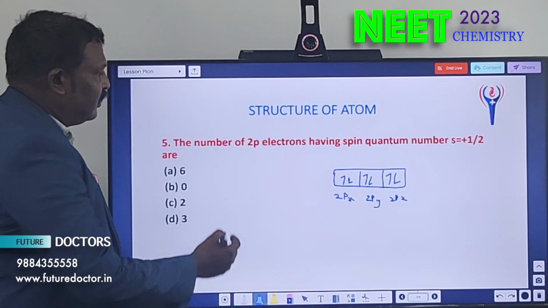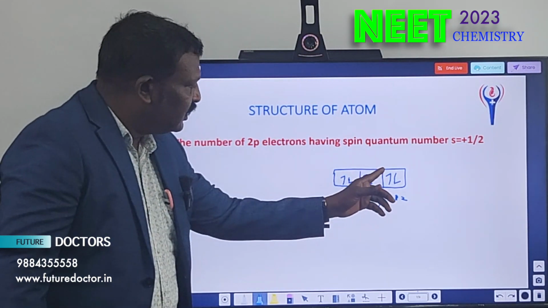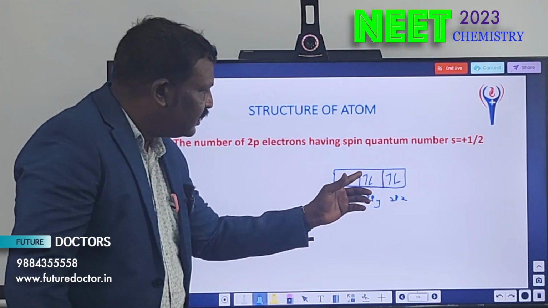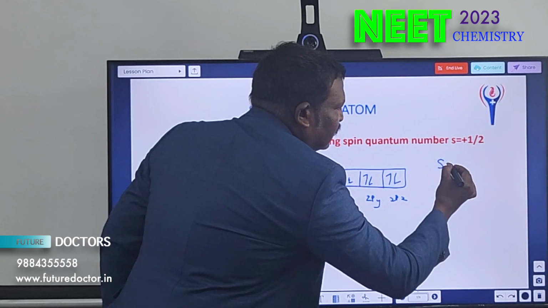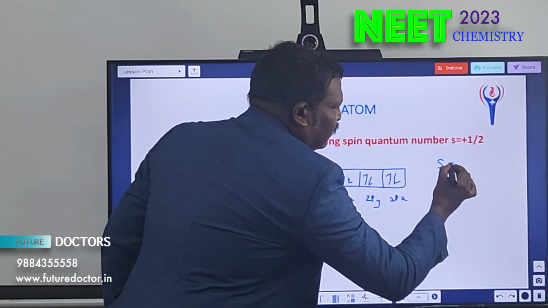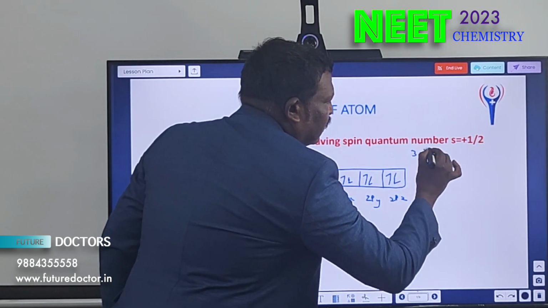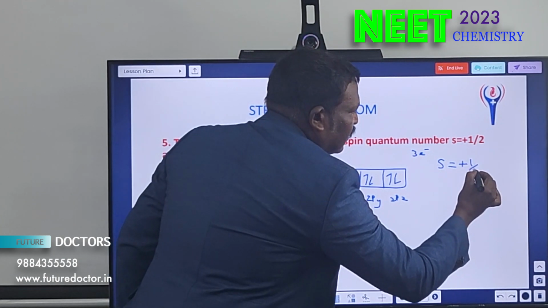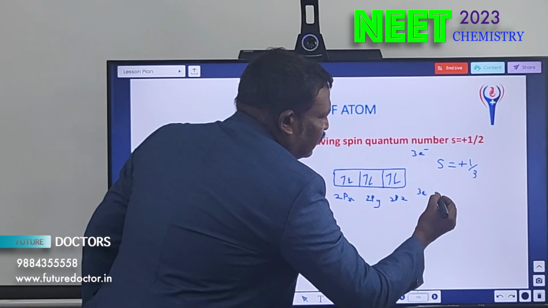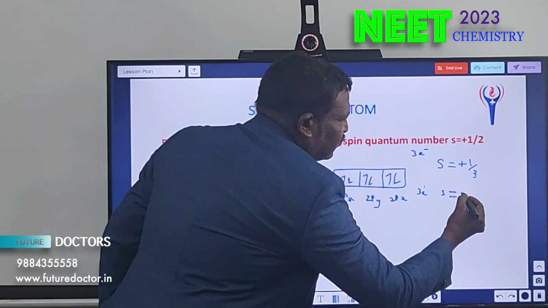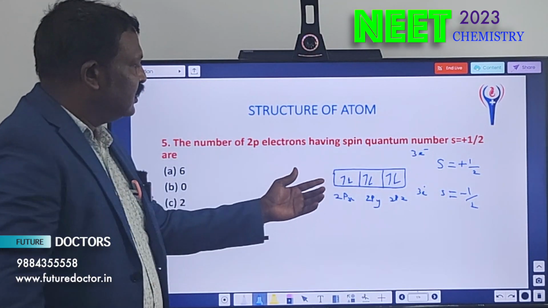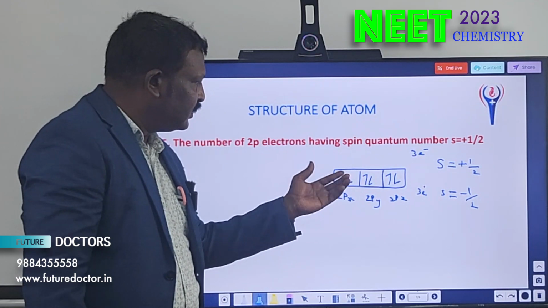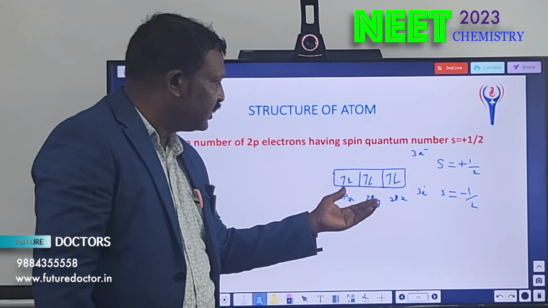Understood? Now see the question. Here, totally 6 electrons: 3 electrons having s equal to +1/2, and another 3 electrons having s equal to -1/2. Simple one. Totally 6 electrons, the first 3 electrons having s equal to +1/2, another 3 electrons having s equal to -1/2.